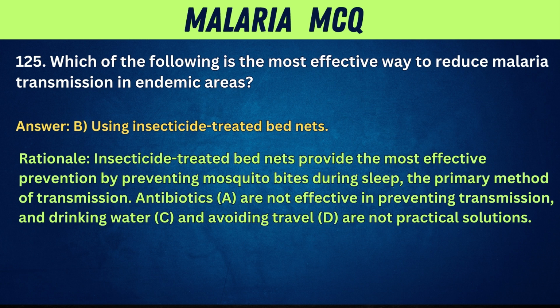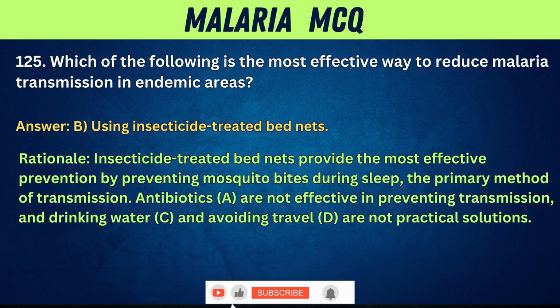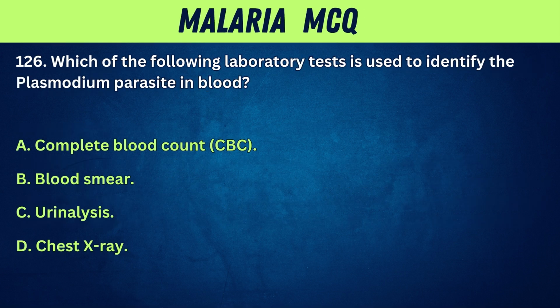Rationale: insecticide-treated bed nets provide the most effective prevention by preventing mosquito bites during sleep, the primary method of transmission. Antibiotics (A) are not effective in preventing transmission, and drinking water (C) and avoiding travel (D) are not practical solutions.